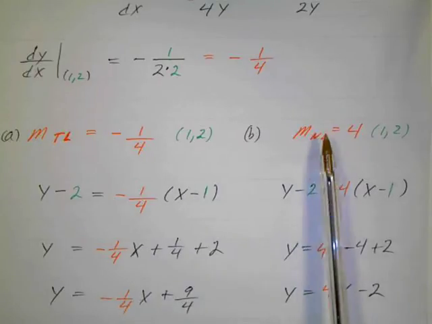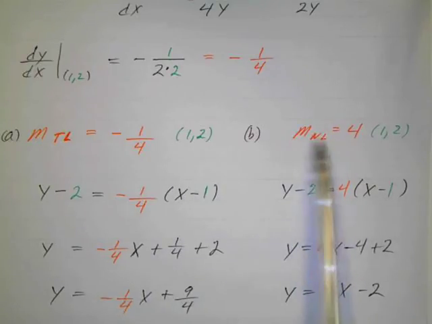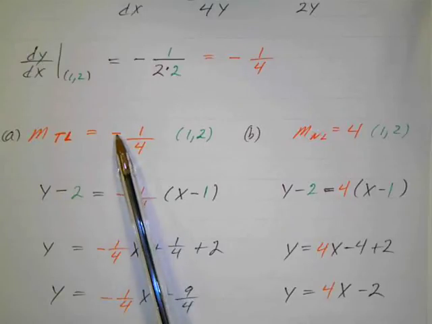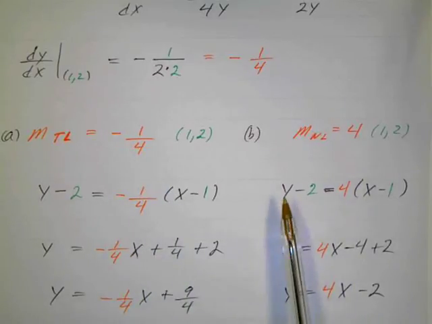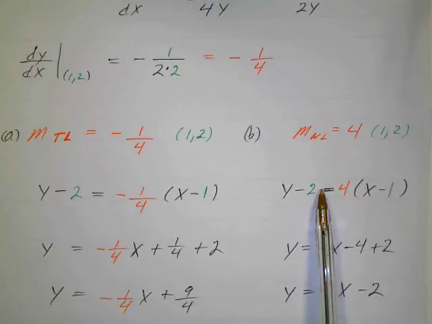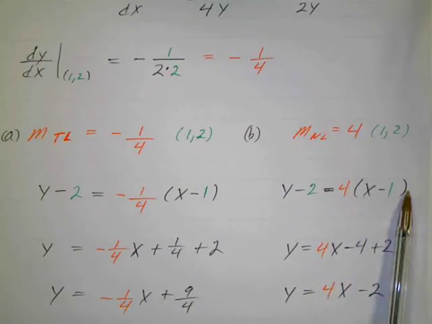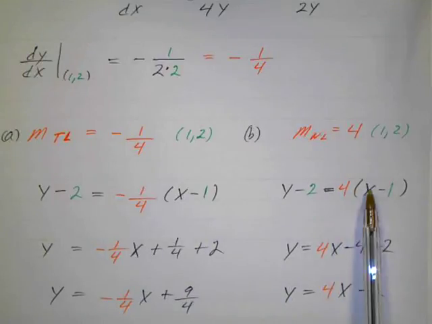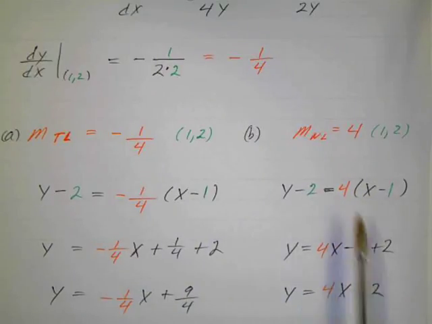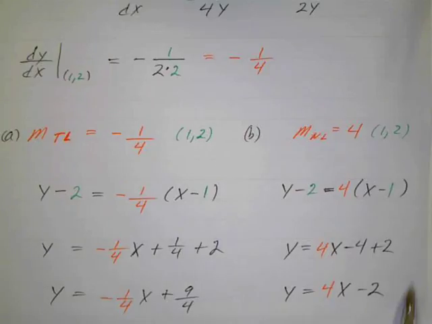The slope of the normal line, m sub n, is the negative reciprocal, so negative negative is positive, reciprocal of 1/4 is 4, so there's your slope, there's your point. So y minus y1 equals m times x minus x1, I can multiply, so I get y equals 4x minus 4, and if I add 2 to both sides, I get positive 2. Negative 4 plus 2 is negative 2, so there's the equation of your normal line.